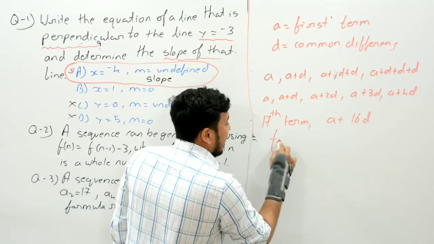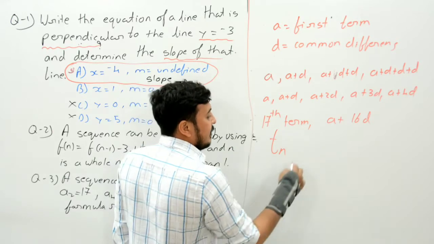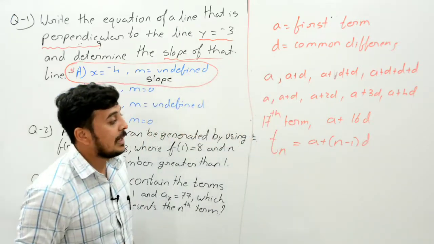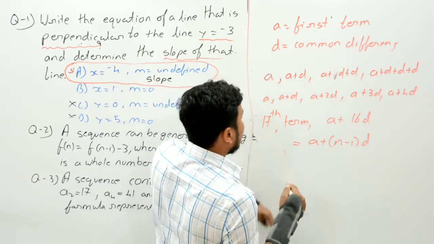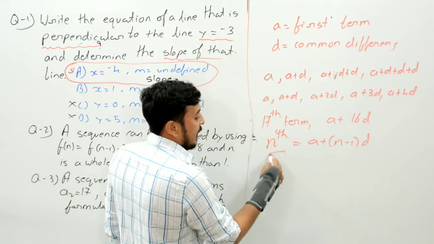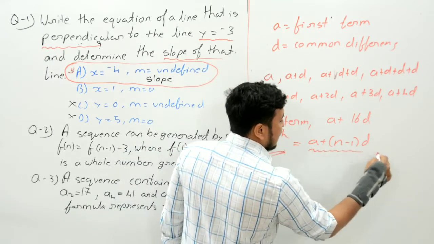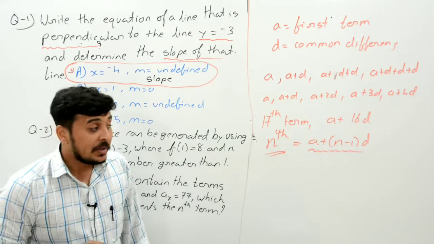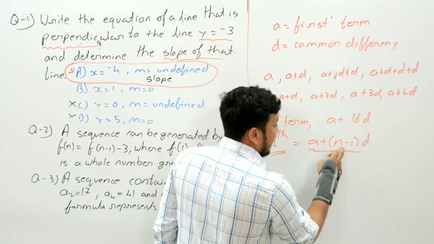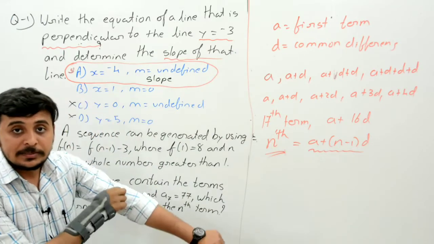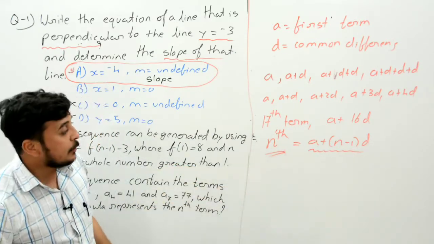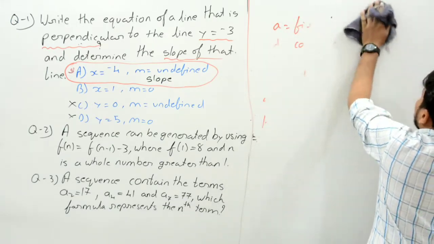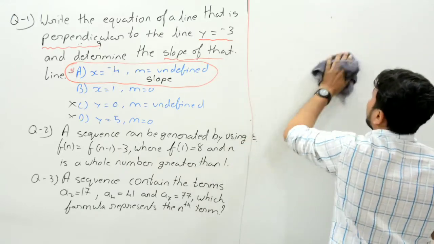So if you want to find the nth term, then we have a formula: A plus n minus 1 times d. We have a formula to find the nth term. The nth term is equal to A plus n minus 1 into d. Clear? Sure? See, this is the formula for finding the nth term of any given arithmetic progression.